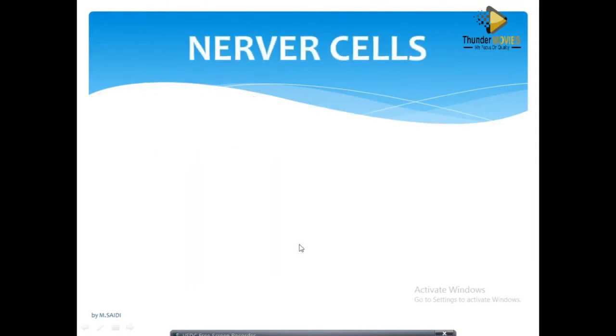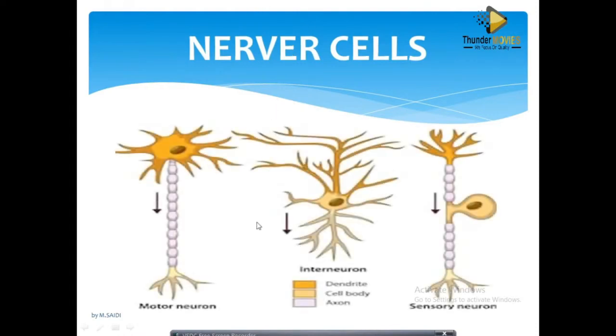Let's look at the nerve cells. There are three types of nerve cells. The first one is the motor neuron. The second one is the connector neuron, or what you call the intermediate neuron, or interneuron, and then another one is the sensory neuron. These three nerve cells have specific characteristics which you can use to differentiate among them. The first one is the cell body. The cell body of the motor neuron is found at the terminal, while the cell body of the interneuron is found along the axon, and the cell body of the sensory neuron protrudes out of the axon.